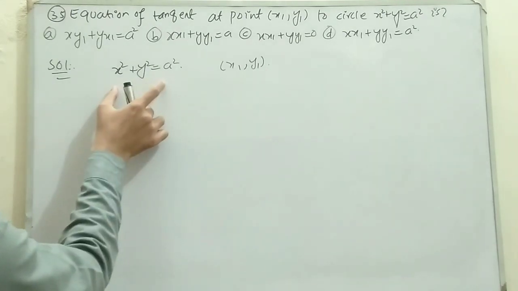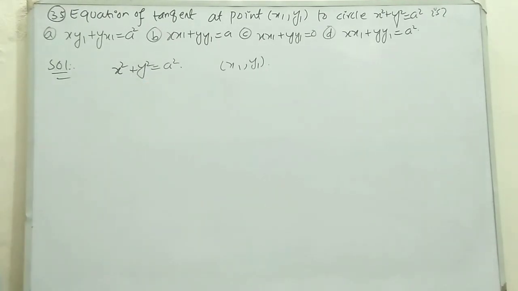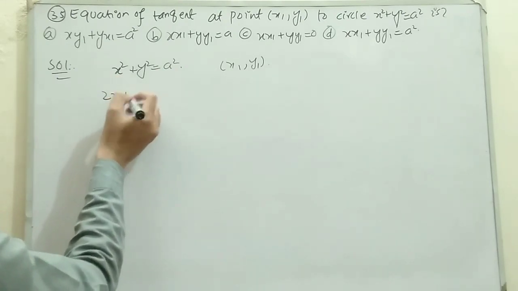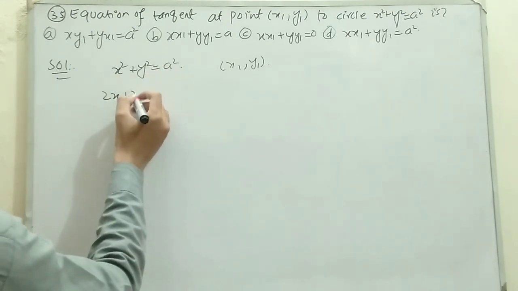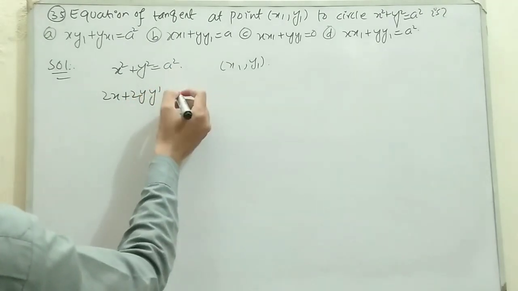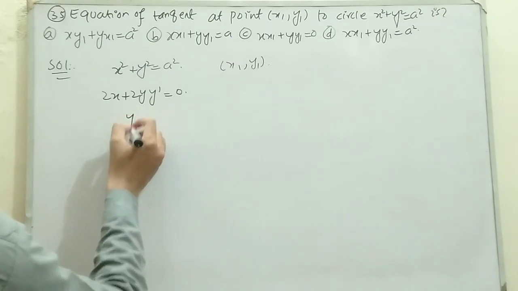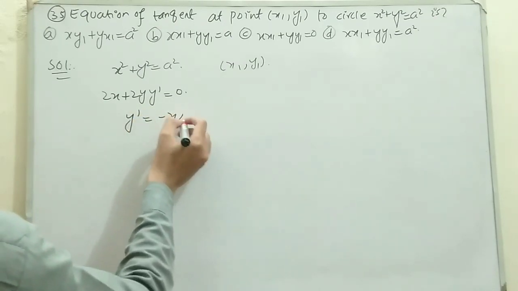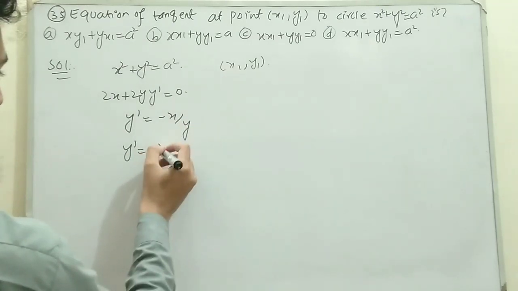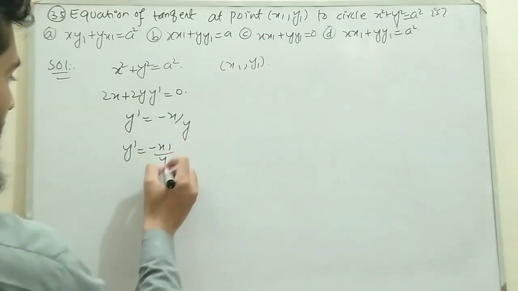First we are going to differentiate this equation with respect to x. The derivative of x square with respect to x is 2x. The derivative of y square with respect to x is 2y, y dash, that is dy by dx, is equal to the derivative of a constant, which is 0. So it gives us y dash is equal to negative x divided by y. Now we have x is x1, so put x1 over here, and y is y1, so put y1 over here.